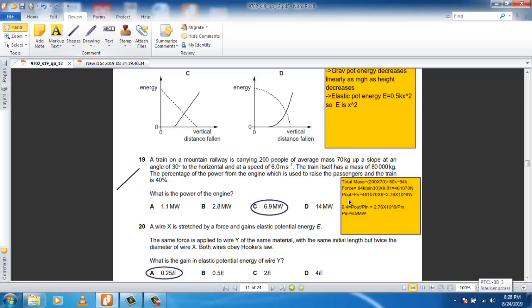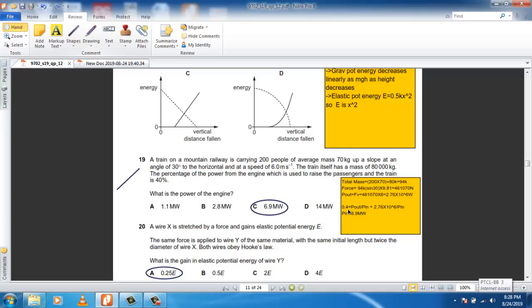So the output power P is equal to force times velocity. Velocity is given as 6 meters per second, so it becomes 2.76 times 10 raised to the power 6 watt. The efficiency is given as 40%, so we have to find the power of the engine, the input power.